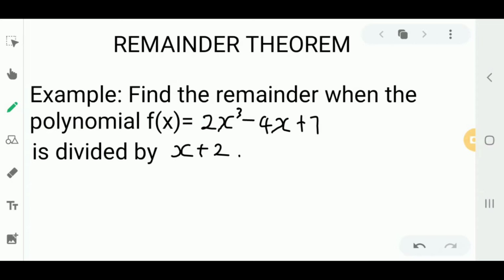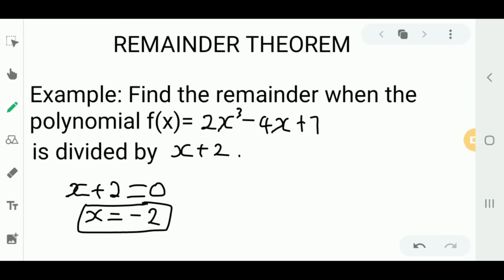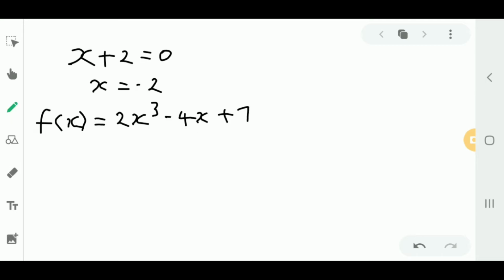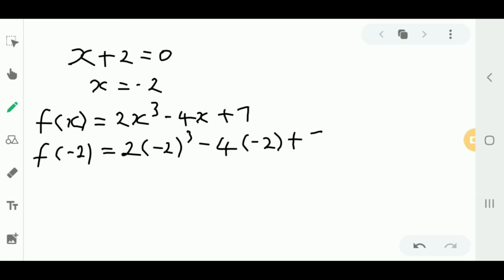So the first thing you want to do is using the divisor, which is x plus 2, you equate that to 0 and you solve for x. So x is equal to minus 2. Now that you have x is equal to minus 2, you're substituting x everywhere you see into the dividend, which is f of x. So now we say f of minus 2 is equal to 2 times minus 2 cubed minus 4 times minus 2 plus 7.